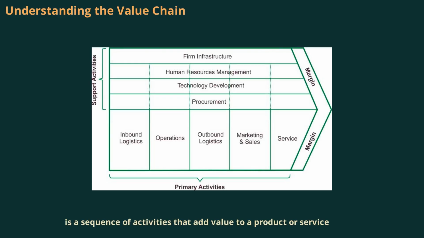The value chain, introduced by Michael Porter, is a sequence of activities that add value to a product or service. It's divided into primary activities like inbound logistics, operations, outbound logistics, marketing and sales, and after-sales service, and support activities such as firm infrastructure, technology development, human resource management, and procurement. By analyzing each step, organizations can identify where value is created and where costs can be optimized.